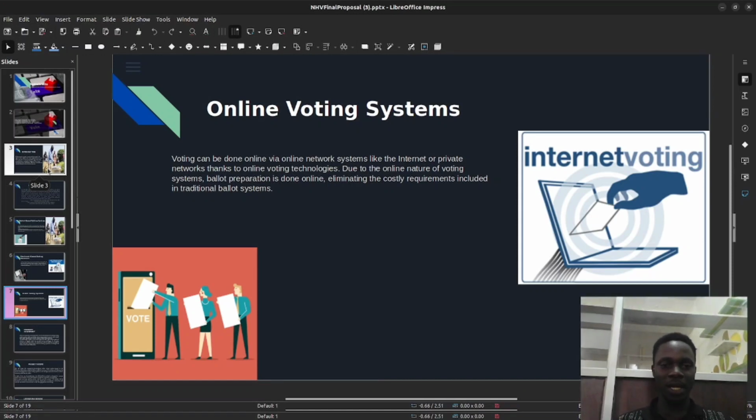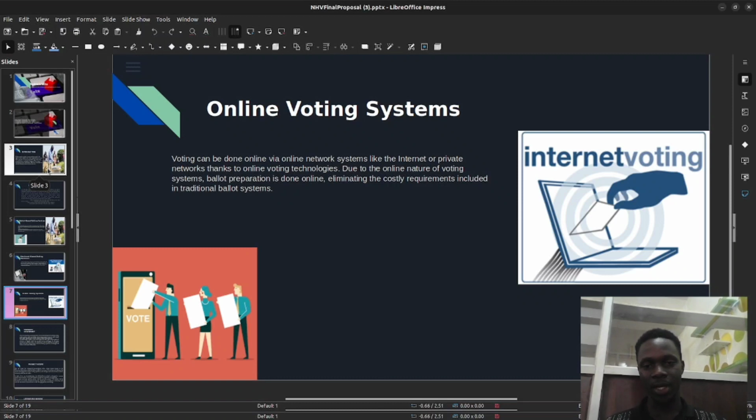Basically, voting can be done online via online network systems like the internet or private networks. Thanks to the online voting technologies, due to the online nature of voting systems, ballot preparation is done online, eliminating the costly requirements included in traditional ballot systems. Yeah, as it's well demonstrated in the image. So I'll just proceed to the next slide.